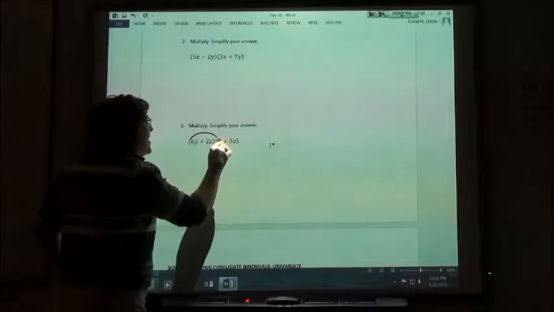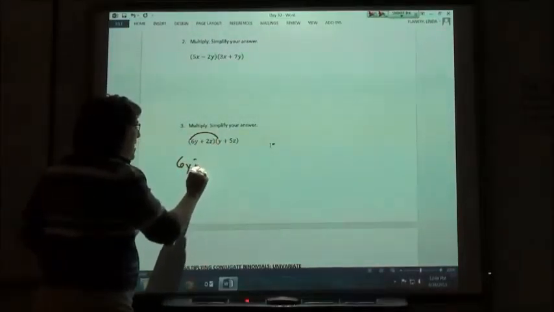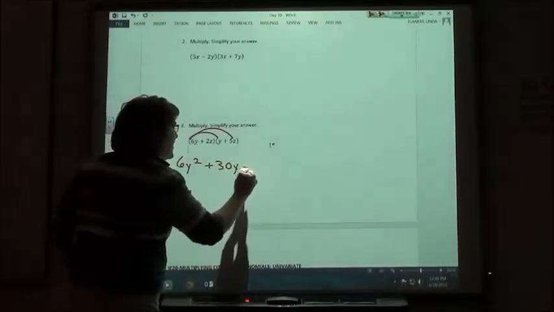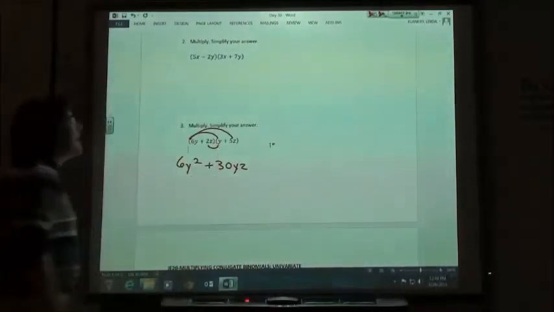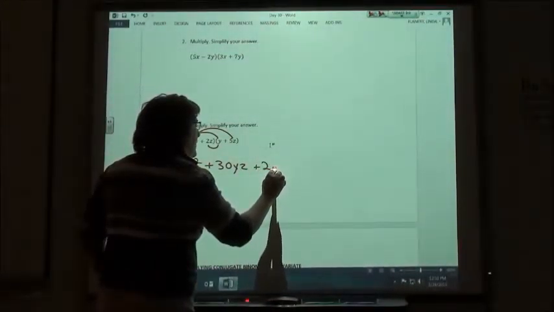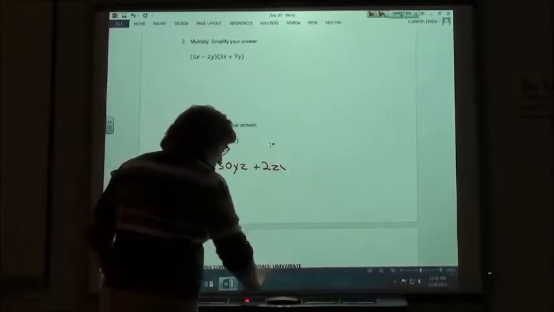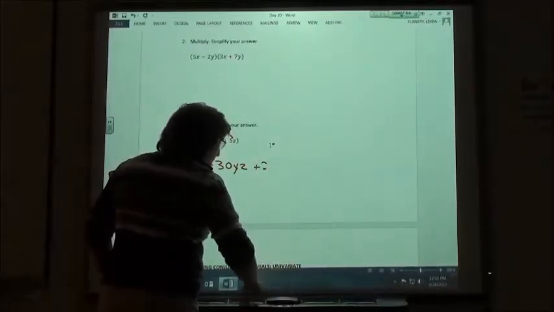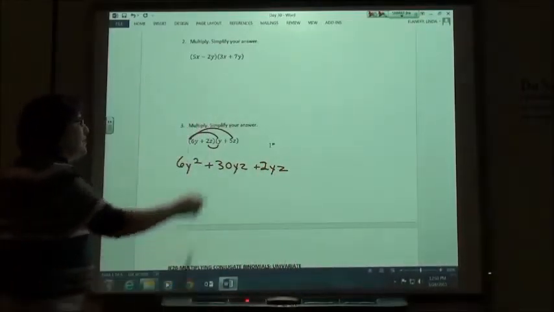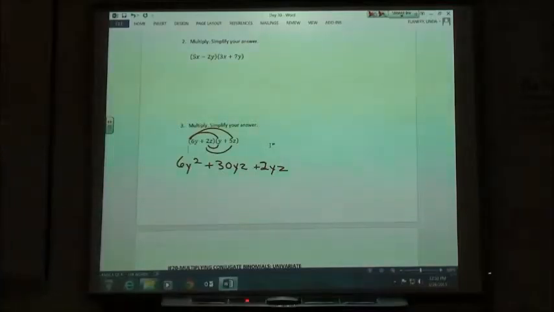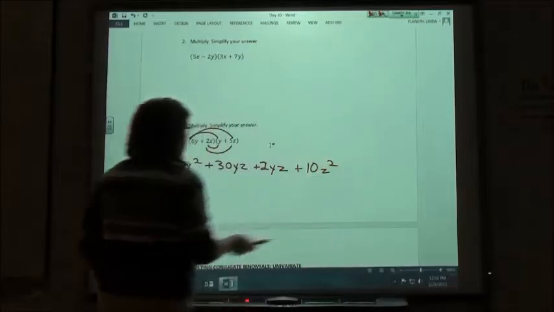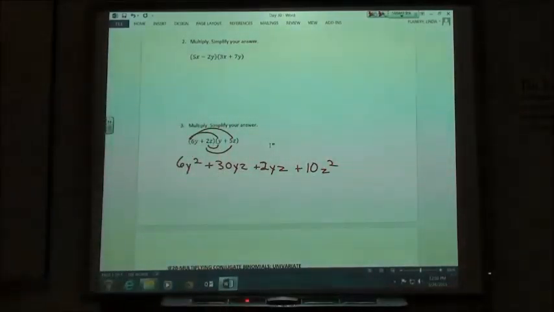So we said 6y times y was 6y squared, and 6y times 5z was positive 30yz. Now we'll do 2z times y. Positive 2yz. Right, we want yz so that they match up and we recognize that, oh yeah, they're like terms. And then 2z times 5z. 10z squared. Since we have a z here and a z here, we got a z squared.